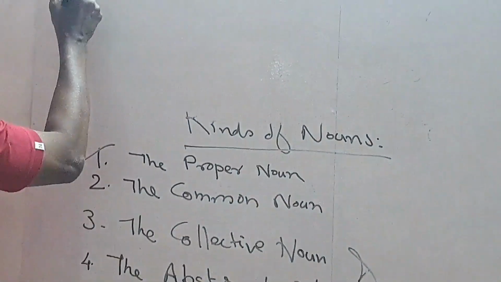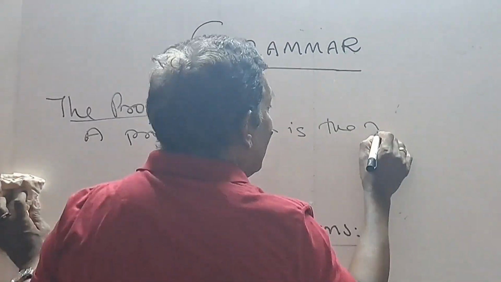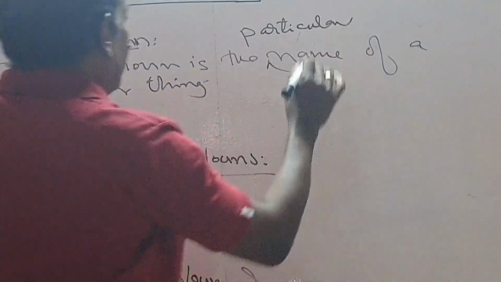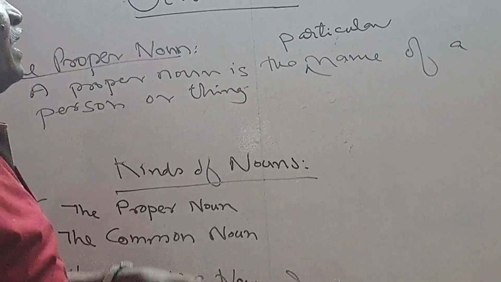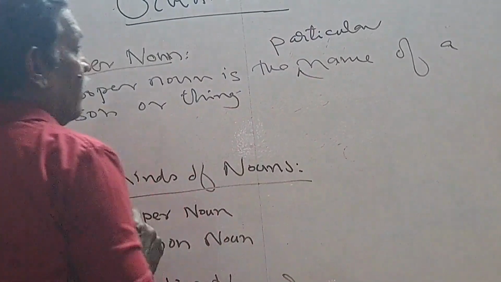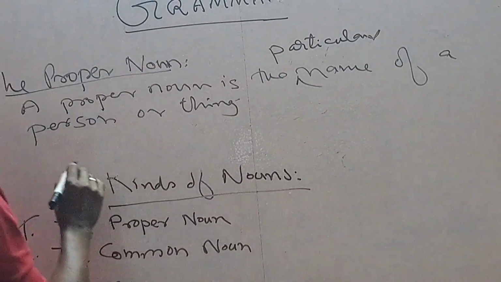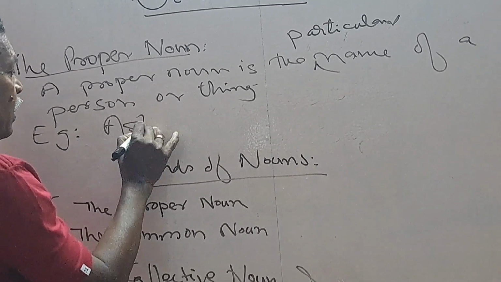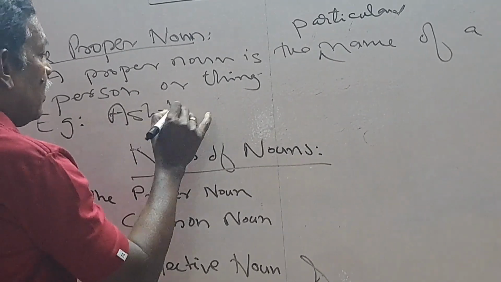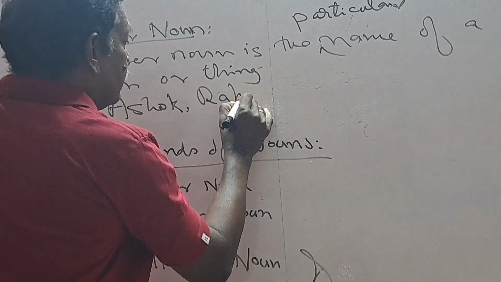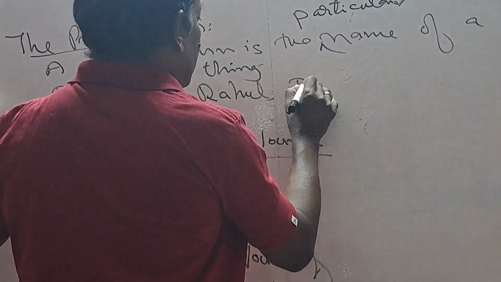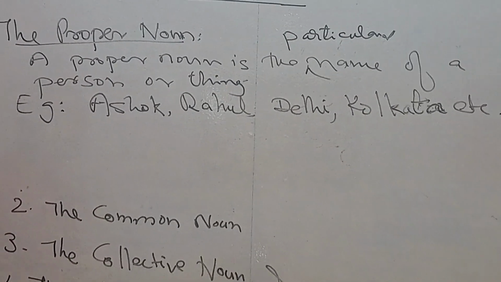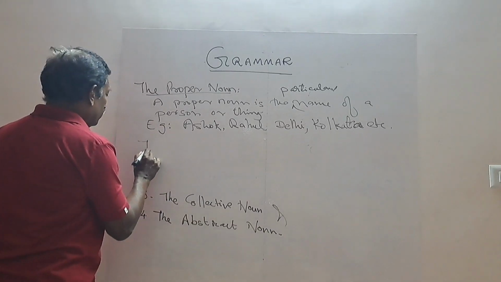I said that is the proper noun. A proper noun is the particular name of a person or thing. Okay? Particular name means, example, Ashok, Rahul, Delhi. Okay.